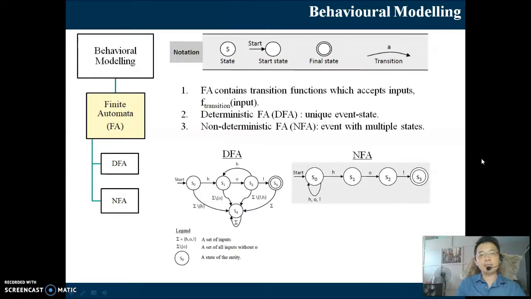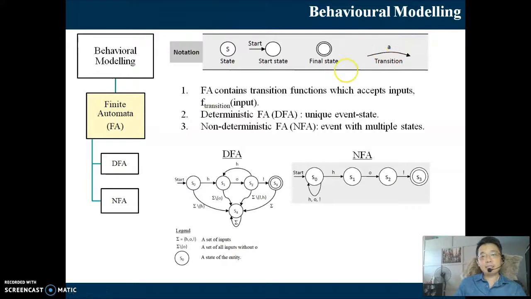Finite state automata has two variations: deterministic finite state automata and non-deterministic finite state automata. Look at the notation. The start of the state is indicated by the start arrow, and then the end state, the final state, is indicated by arrow with double boundaries. And to move from one state to another state, we need a transition, whereby the transition is labeled by an activity or an event.